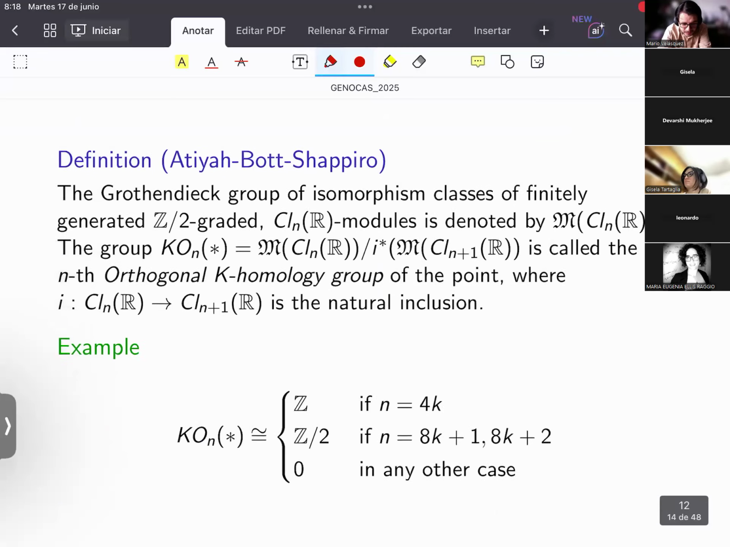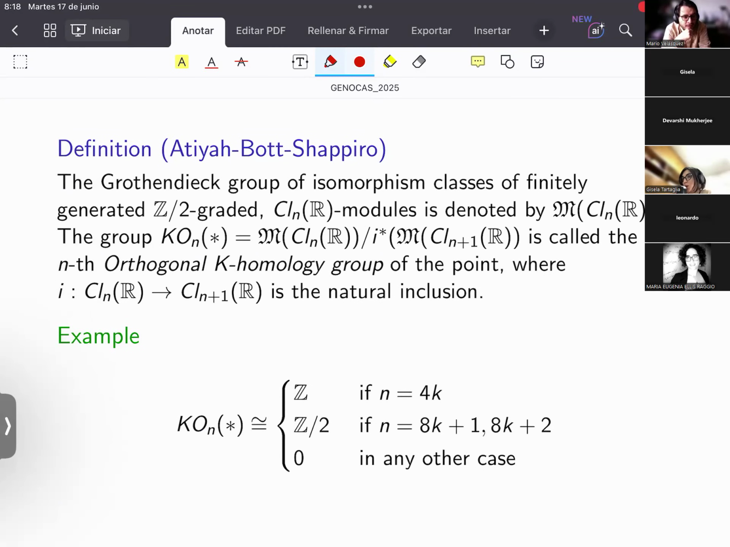Okay, so let me recall the definition of K-homology groups, the real K-homology groups. This definition was given by Atiyah, Bott, and Shapiro. It says that we can consider the Grothendieck group of isomorphism classes of finitely generated Z2 graded Clifford modules. This Grothendieck group is denoted with this Gothic M. And the orthogonal K-homology group is defined by this quotient: the quotient of the Grothendieck group over the Clifford algebra of dimension n modules, the modules that can be extended to n plus 1. This is that pullback. Okay? It is called the nth orthogonal K-homology group of the point.